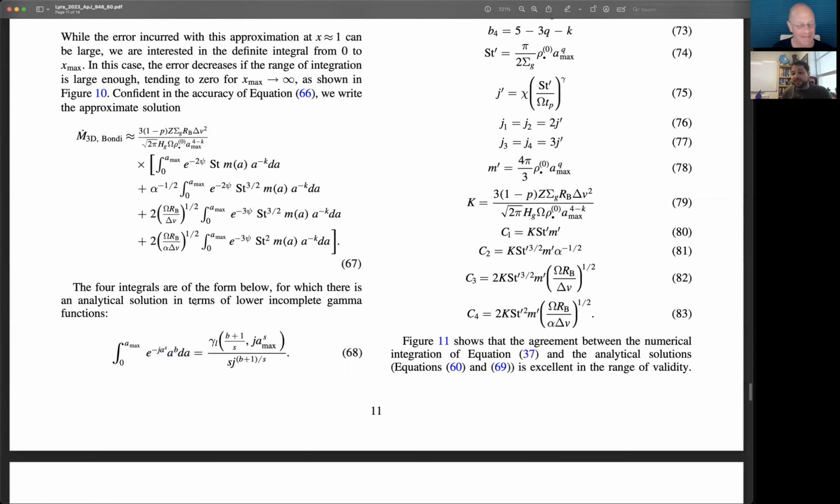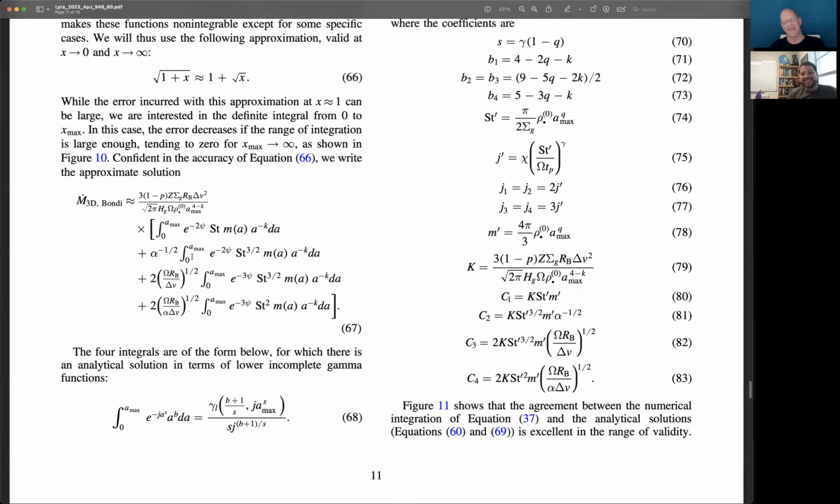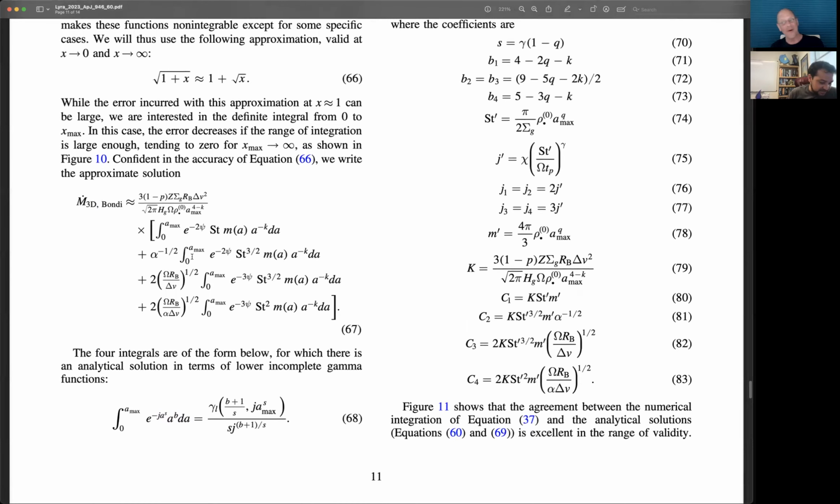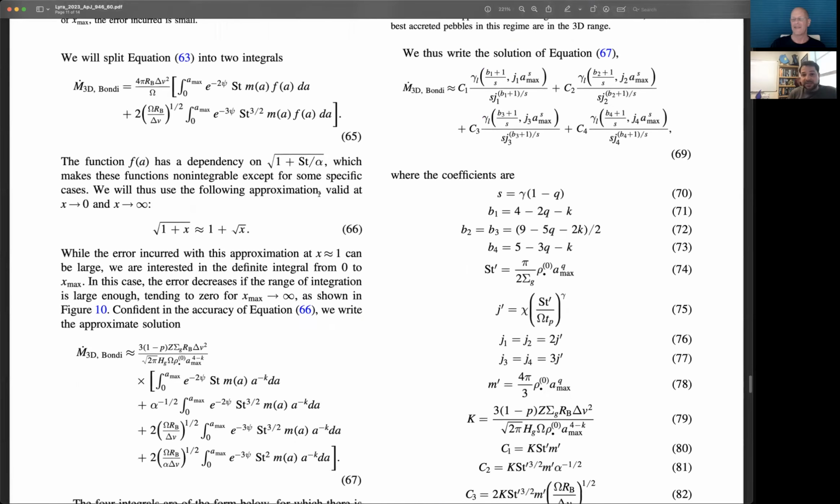I literally went to SymPy, symbolic Python, put it there, and it spit out the lower incomplete gamma function. I was like, what is a lower incomplete gamma function? So you end up finding, on equation 69, the full solution within this approximation.